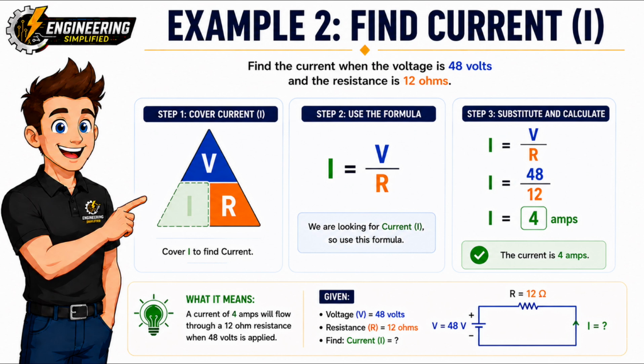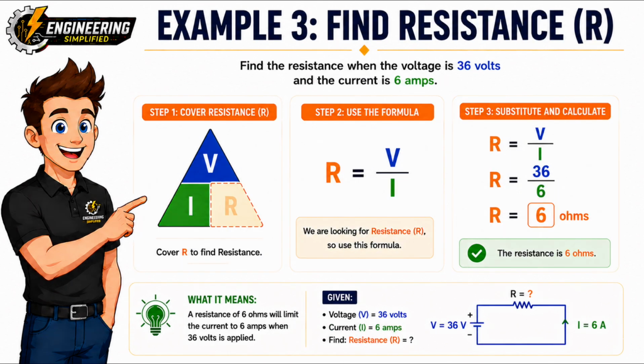Now let's calculate current. In example 2, the voltage is 48 volts and the resistance is 12 ohms. We need to find the current. Cover I on the triangle and we are left with V divided by R. So I equals V divided by R. Substitute our values. I equals 48 divided by 12. 48 divided by 12 equals 4. Therefore, the current is 4 amps. This means that when 48 volts is applied across a resistance of 12 ohms, a current of 4 amps will flow.